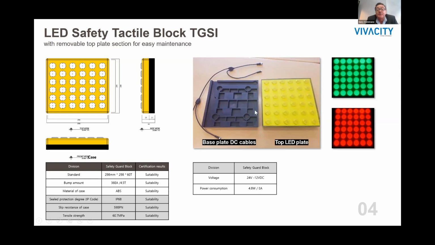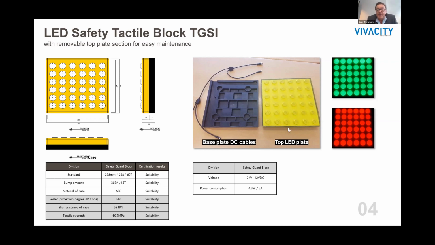The tactile block comes in 2 sections. We have here, you can see the base plate, and on the right, you see what we call the LED top plate. We supply these parts and also the DC cables. The voltage is 24 volt DC, so there's only low voltage in these devices. The power consumption of each tactile is 4.8 watts, so it uses hardly any power.